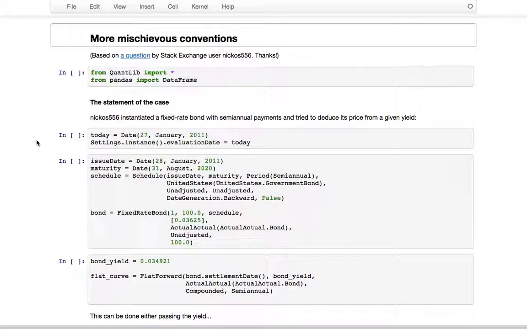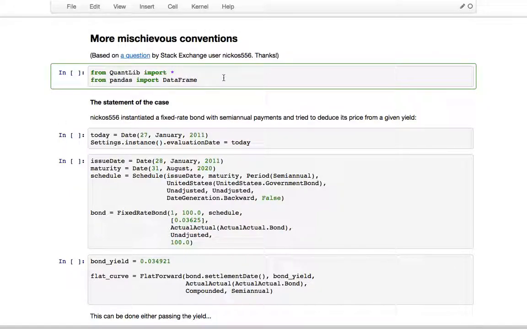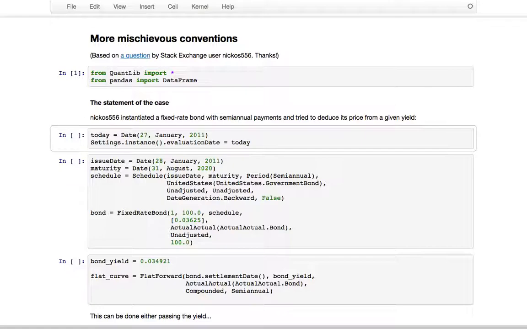Hello, this screencast is based on a question asked on Stack Exchange by user Nikos556, so thanks. And again, like the last screencast, it talks about calculations that don't go quite right and give a result which is not quite what we expect from the library. So, what was the problem?